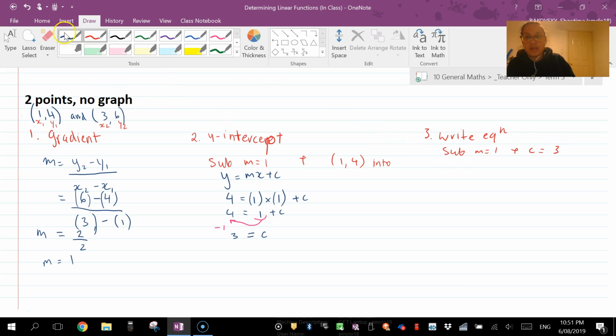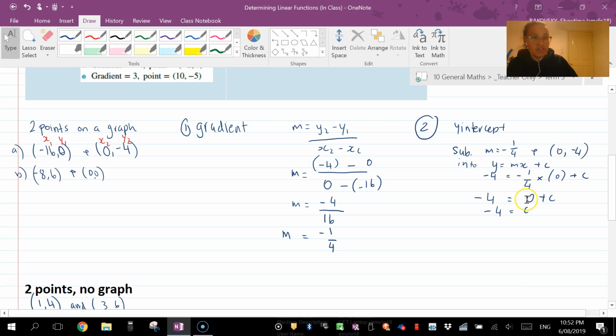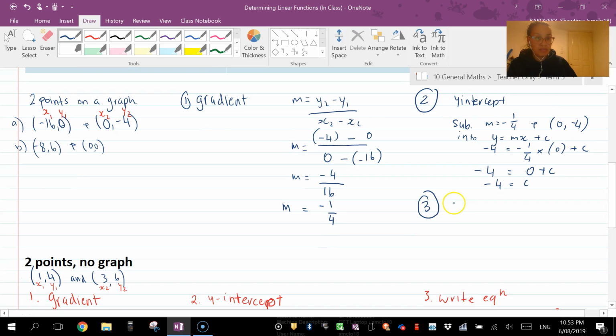So that would be y equals 1x plus 3, or we write y equals x plus 3. Now I just realized that I've only done the intercept and the gradient on this last question, so to finish that off you would also have, again, determining the equation. You actually need to write the equation. Whoops. So here we're writing the equation.